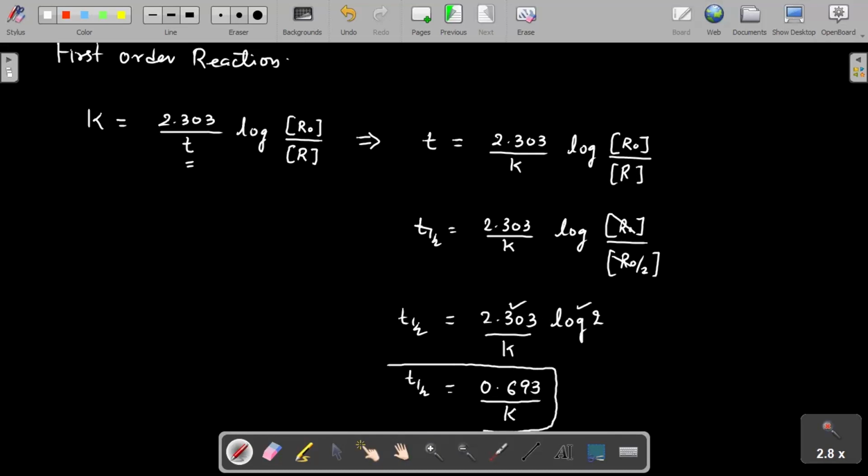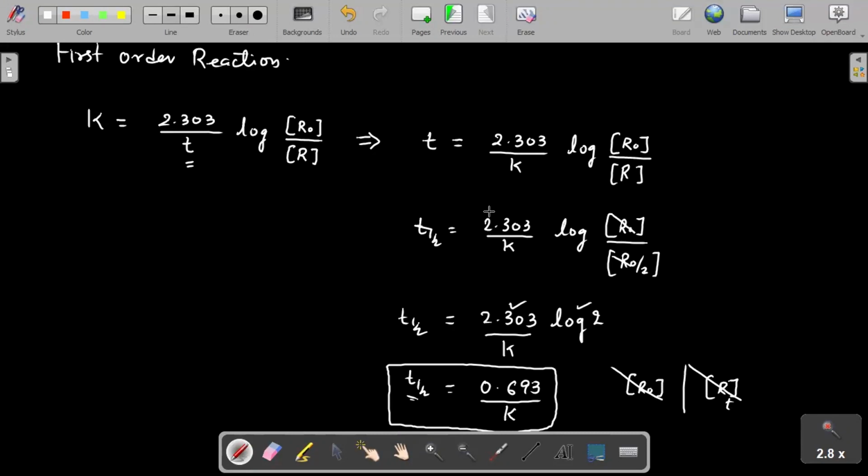This is again a nice relation where t half is independent of the initial concentration, as well as the concentration of the reactant at time t. So it is not dependent. t half is not dependent on this. So this is how we calculate the values.